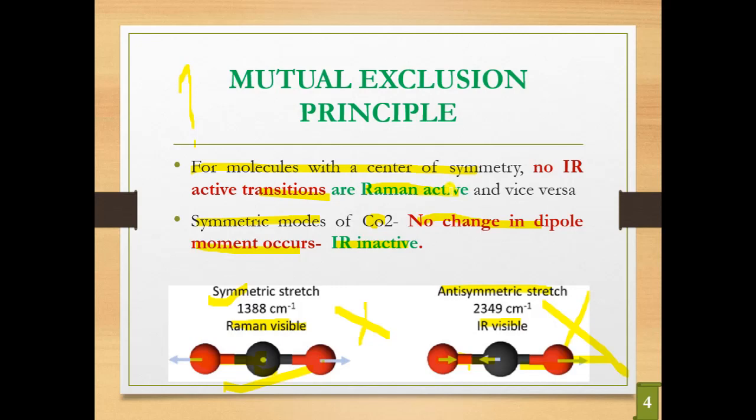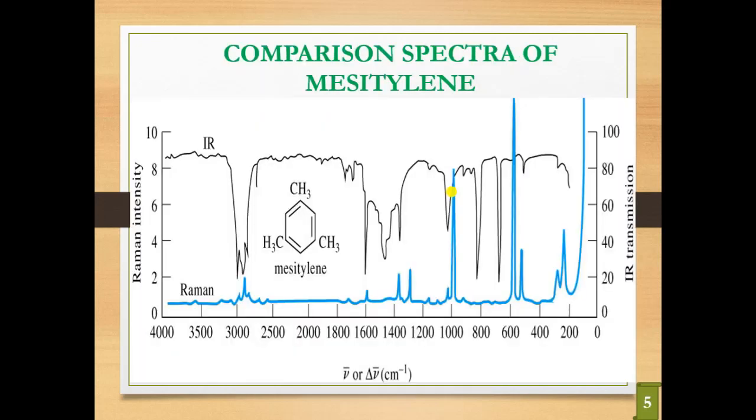Now we will see by example what is the difference between IR and Raman spectra. So this is the first example, mesitylene. This is the comparison of the IR and Raman spectra of mesitylene. Here you can see this is the Raman intensity, 0, 2, 4, 8, 10. Then here this is the IR transmission, meaning percentage transmittance. And here there is the wave number for IR, and for Raman there is a difference in wave number, but the unit is centimeter inverse.